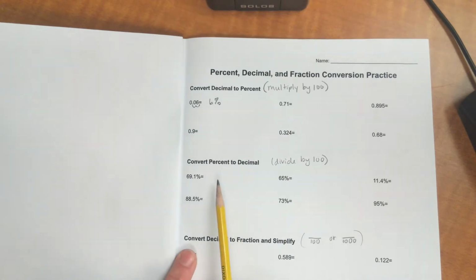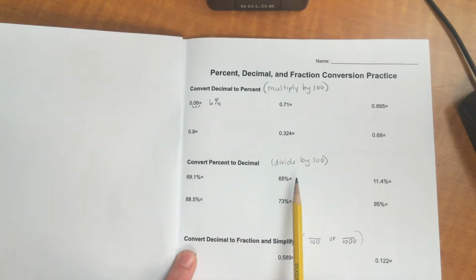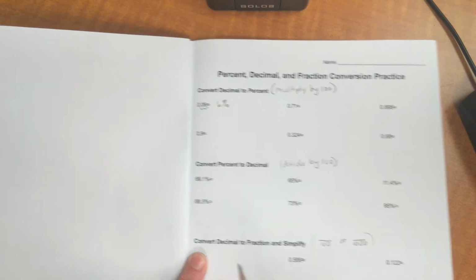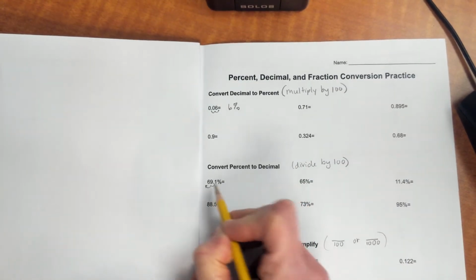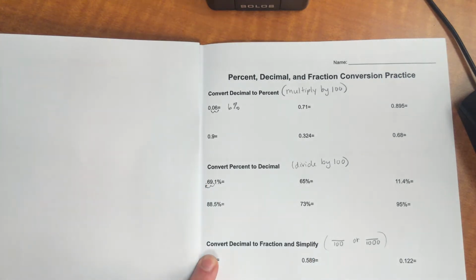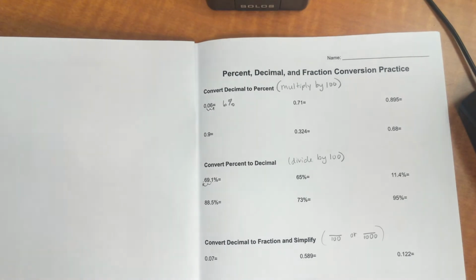Now converting a percent to a decimal, you divide by 100, which means you're going to move your decimal point 2 places to the left. And I'll let you figure that one out. This one goes 2 places to the right. This one is 2 places to the left because you're dividing by 100.